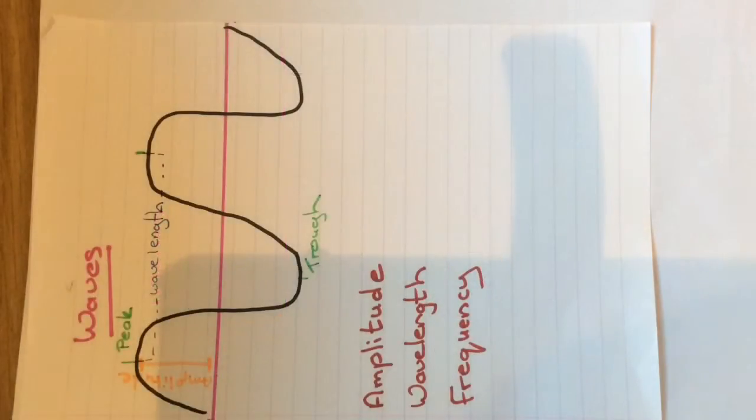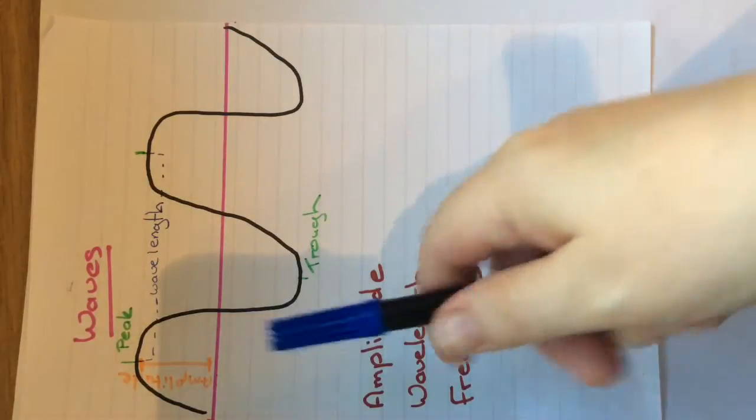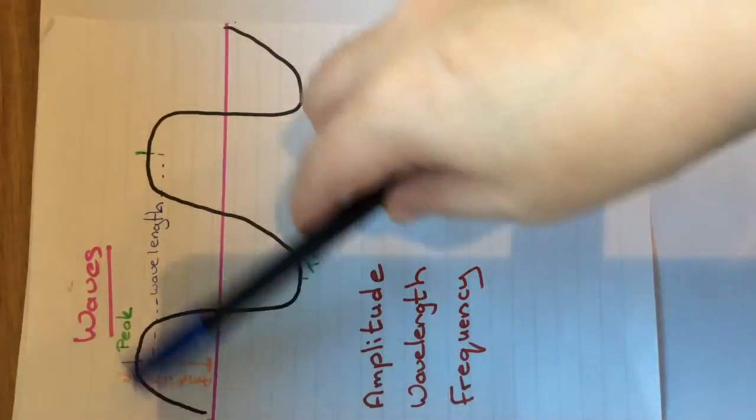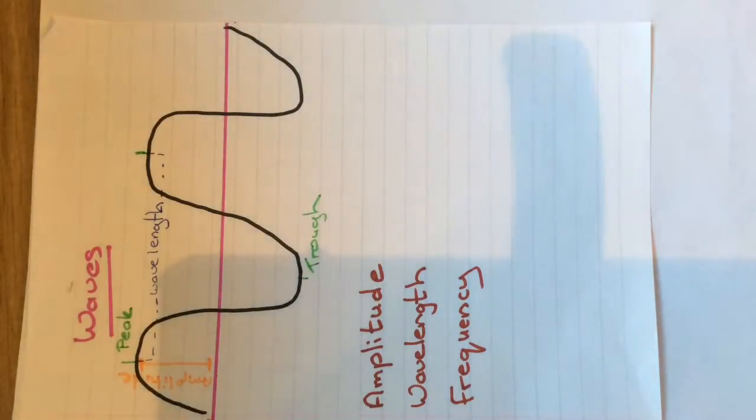Okay, the next thing we're going to do, guys, is we're going to look at frequency. Frequency is how many waves pass a certain point in a second. So if this line represents our time, and that is a second, we can say that the frequency of this wave is 2 waves per second. So 2 waves go past a certain point in 1 second.